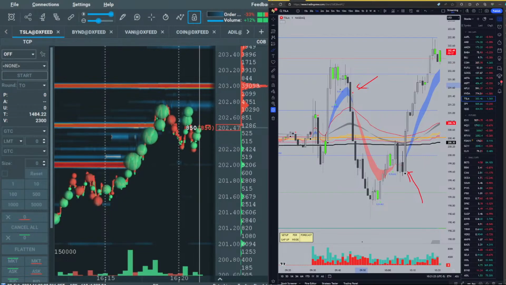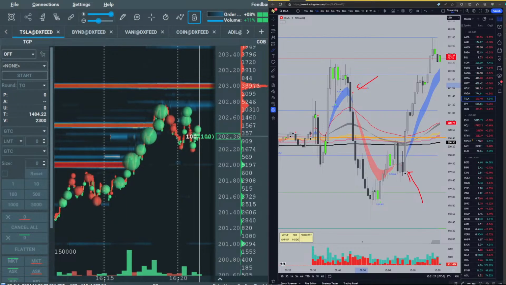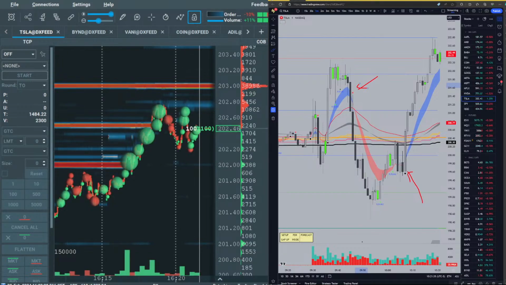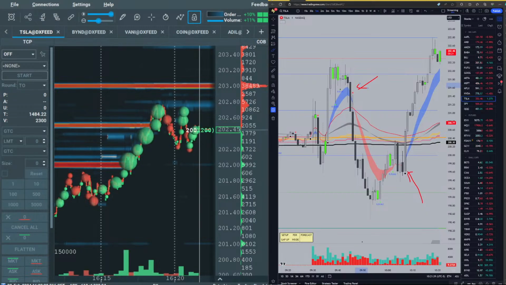Adele holding the 1 minute J lines, Vanny holding the 1 minute J lines, but for now I don't see any longs on Adele and Vanny. We're gonna focus over here on Tesla to see the next 15-20 minutes if we're gonna have another opportunity.